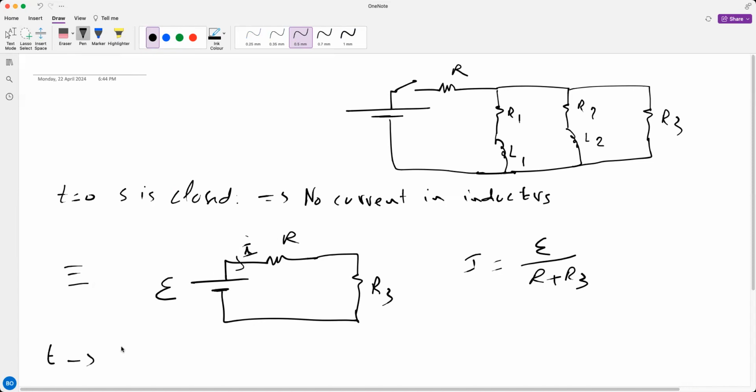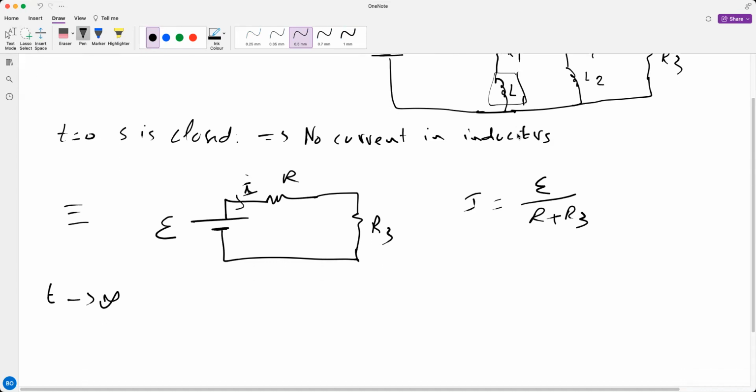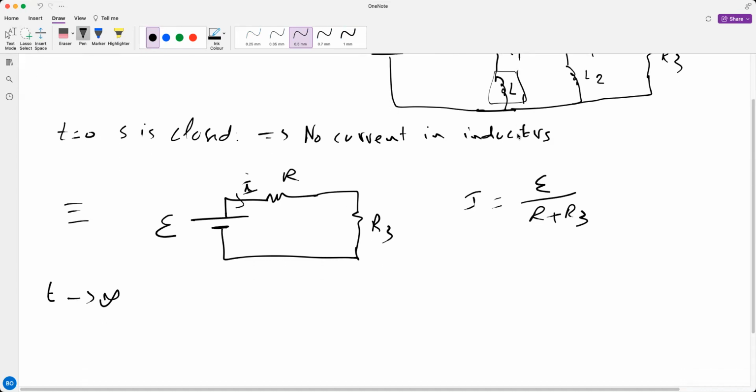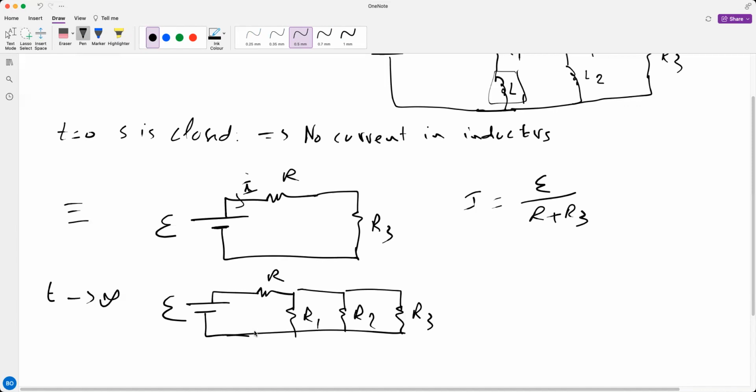Now, if t is sufficiently large, then obviously the inductor will behave like a plain wire, because it will be completely charged. And then the circuit will be just the EMF, and then R, and then R1, R2, R3. Okay. And yeah, so I think that's it for this part.